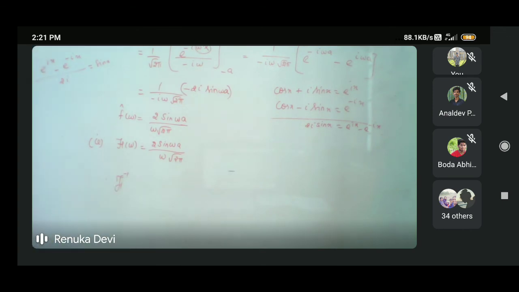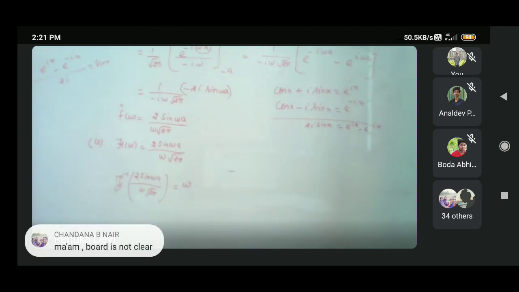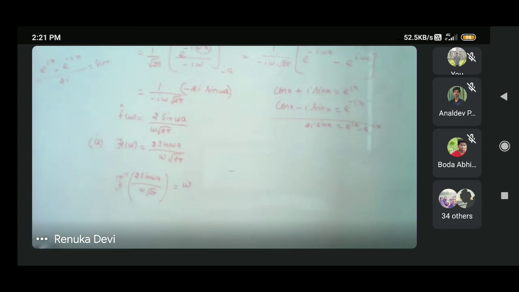What is the inverse then? F inverse, I take the inverse on both sides. So, F inverse of 2 sin wa by w into root 2 pi equals f of x. So I apply the inverse on both sides. The Fourier transform is generally denoted by script f, and the Fourier inverse transform is generally denoted by f inverse.